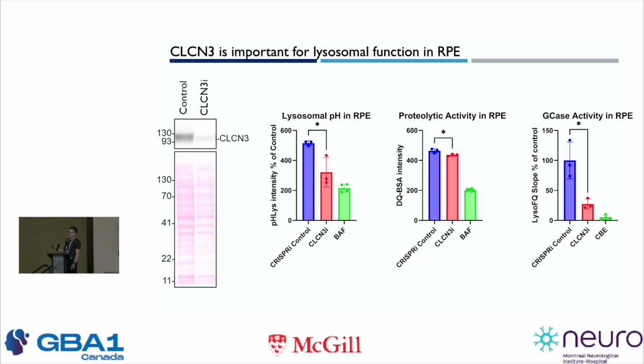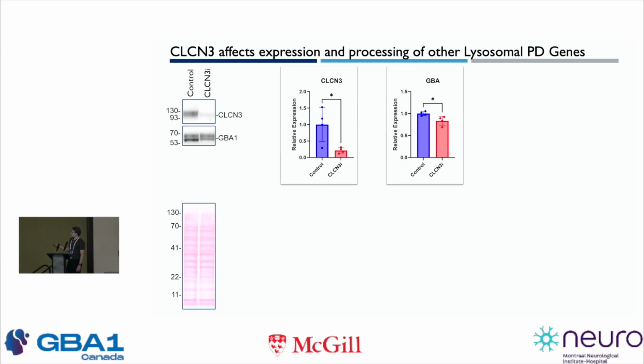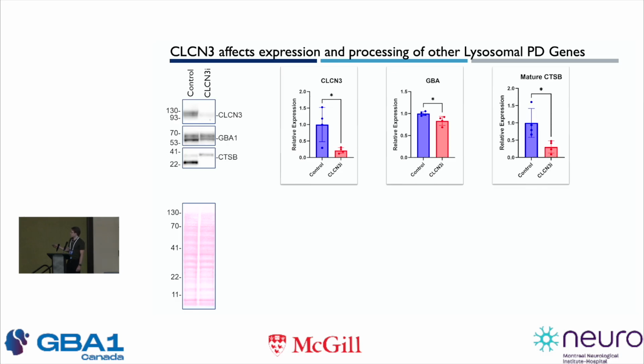So with this model, we decided to take a closer look at overall protein levels of a number of different genes, starting with CLCN3, which was knocked down successfully, and then, of course, GCase. And here we do see a slight reduction in overall protein levels of GBA, which could be contributing to the overall deficits in activity. The next thing we plotted was cathepsin B.